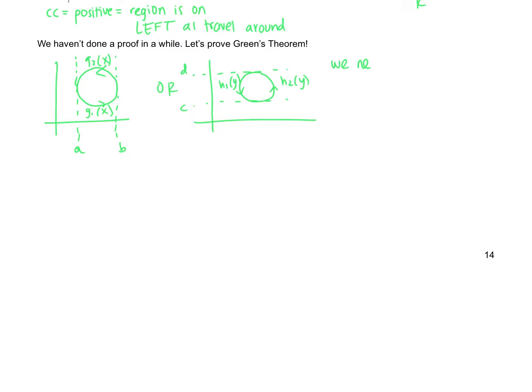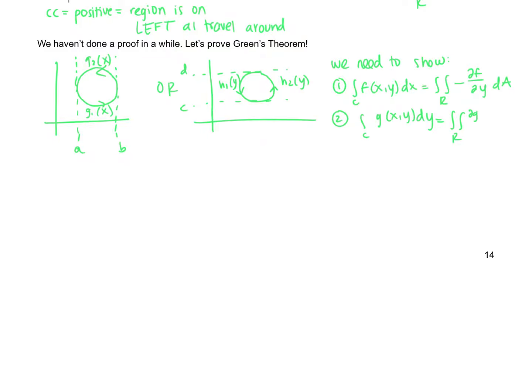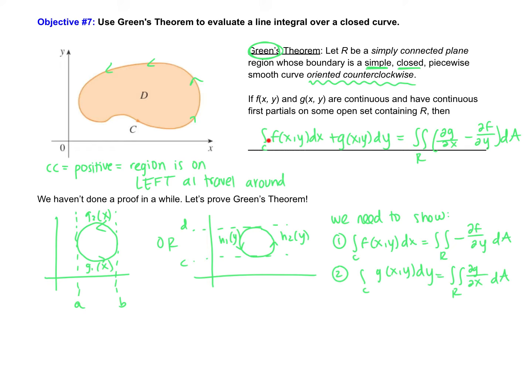So here's what we need to show. First, we need to show that the line integral of f(x,y) dx is equal to the double integral over the region R of the opposite of the partial of f with respect to y dA. And then we need to show that the line integral of g(x,y) dy is equal to the double integral over the region R of the partial of g with respect to x dA. And this goes back to Green's theorem above, right? f(x,y) dx gives us the negative partial of f with respect to y. g(x,y) dy gives us the partial of g with respect to x. So we're going to start by proving one, and then we'll prove the second statement.